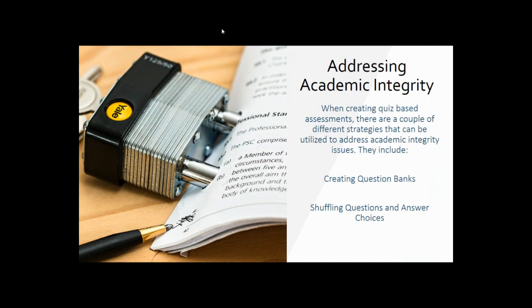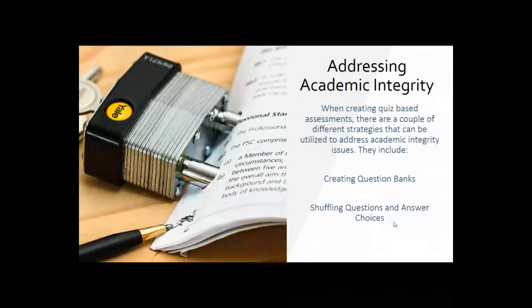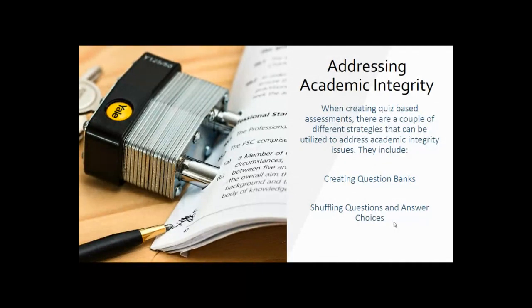So two main things we can do to combat that. That is to create question banks, and then, of course, with that, to shuffle the questions and the answer choices. Now, notice that I didn't put two popular ideas on here, and that is to limit the number of attempts on the quiz, and to add a time constraint to the quiz.